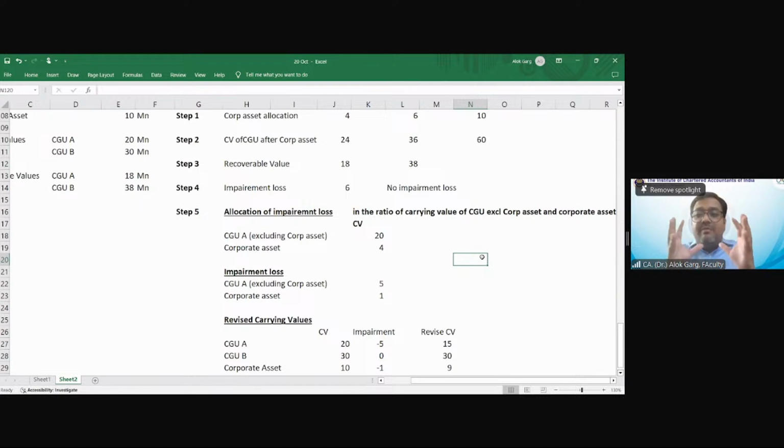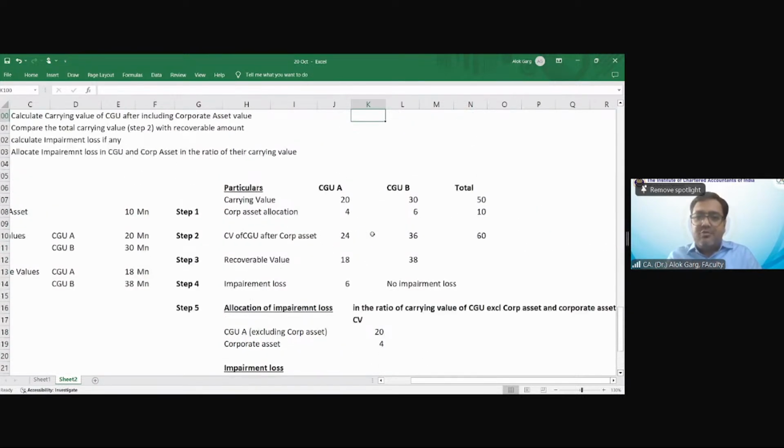Yes, sir. So CGU may have multiple assets which may generate cash flow, which may not generate cash flow. Okay, so you cannot say that कि CGU पे उतना ही allocate करूंगी और बाकी तो मैं corporate asset पे करूंगी, फिर तो allocation का मतलब ही खत्म हो गया. Correct? Yes, sir. Right. Correct.